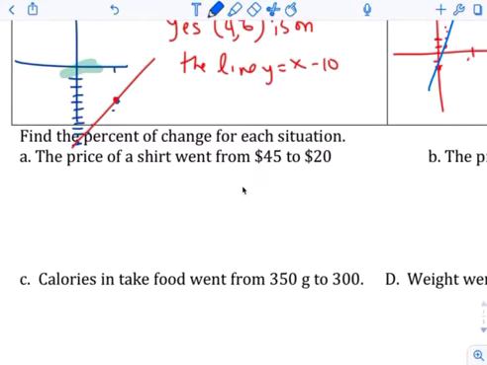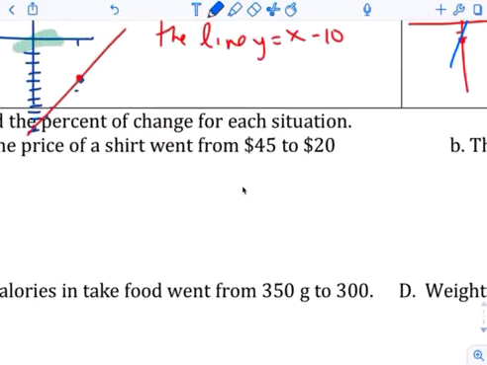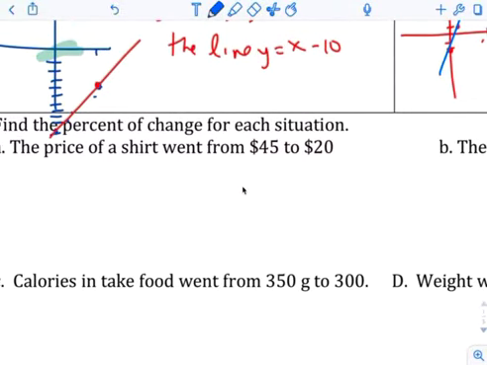Find the percent of change for each situation, okay? I'm going to do 2 and you guys do the rest. Percent of change. A shirt price went from this much to this much. It's a decrease, right? So it went from $45 to $20.